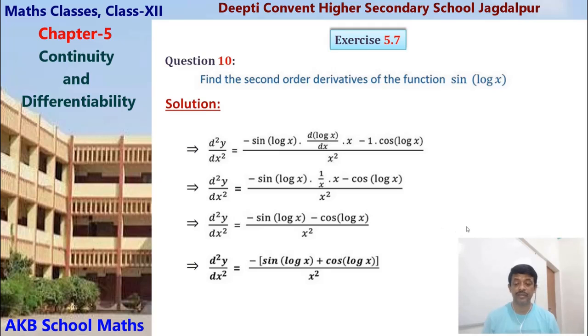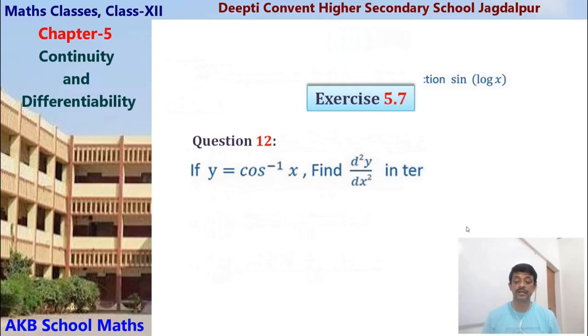Now take question 12. If y equal to cos inverse x, find d2y upon dx square in terms of y alone.